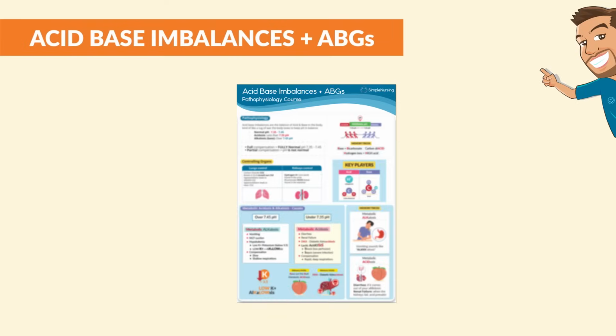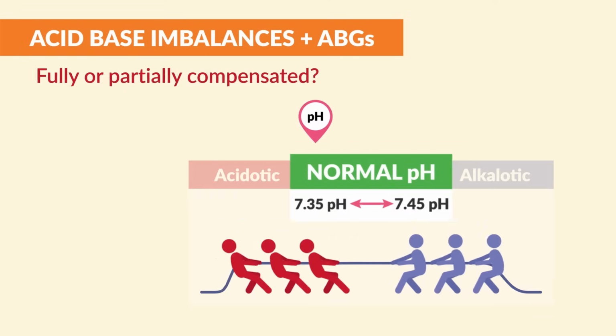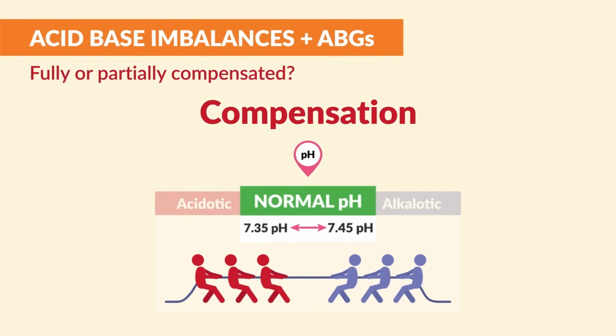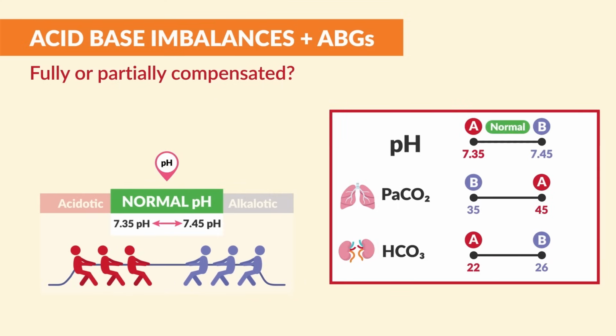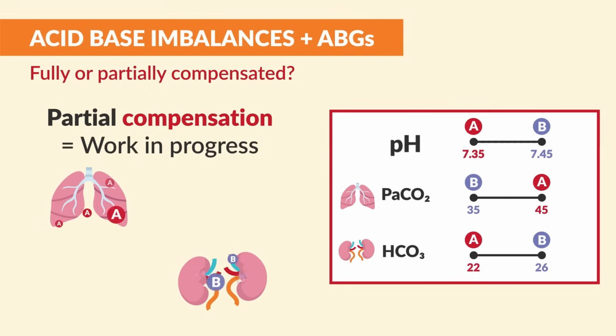Now, last but not least, the trickiest questions. Fully or partially compensated? So remember, the body will try and balance the pH, the acid and base, sort of like tug-of-war. This balance, once again, is called compensation. So again, think compensation is finding that common ground of balance. Again, a little recap here. If the pH is normal, between 7.35 and 7.45, this is full compensation. And if the pH is not normal, we have partial compensation. Basically, that work in progress.